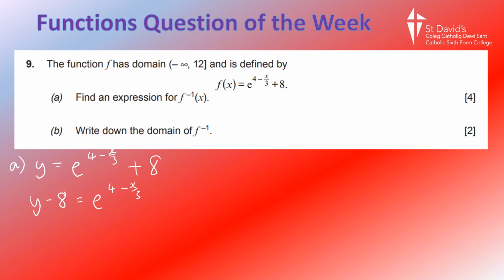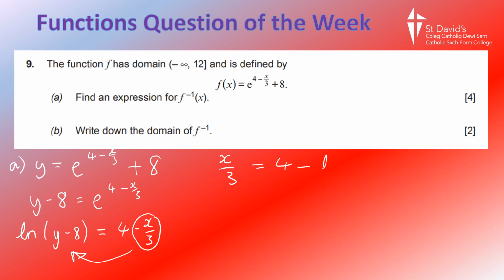Next, I'm going to do the opposite of the exponential function, which is a natural log. So the natural log of (y minus 8) would equal (4 minus x) over 3. Next, I'm going to move that negative x over 3 to the left-hand side, and I'm going to swap it with the log. So that means that x over 3 would equal 4 take away that natural log.